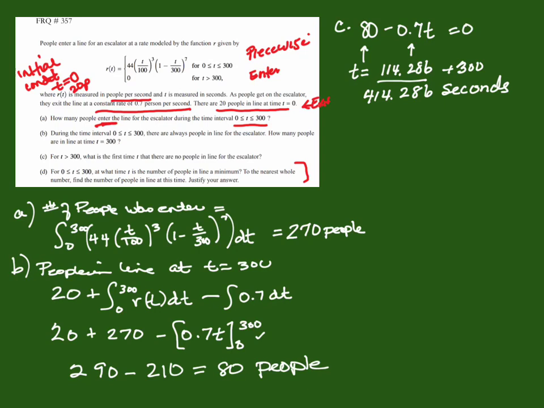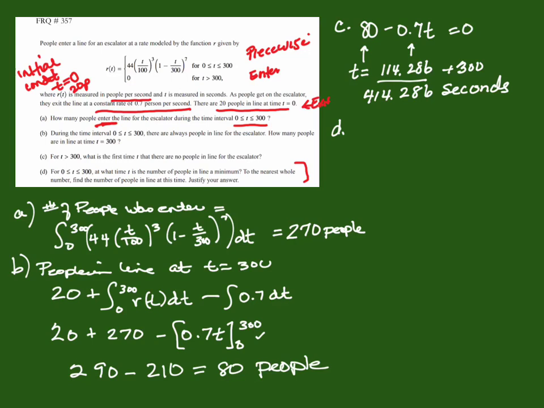All right, so that was that answer. And then D says, if you're between 0 and 300, at what time is the number of people in the line a minimum? To the nearest whole number, find the number of people in line. So when is it a minimum, and what is the number of people that's the minimum? Like, how many are there? So at what time, and how many people were there? And justify your answer.